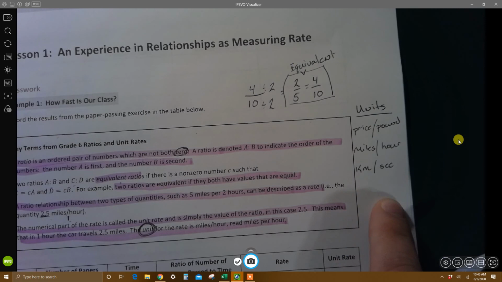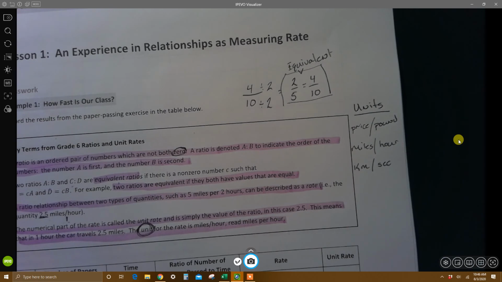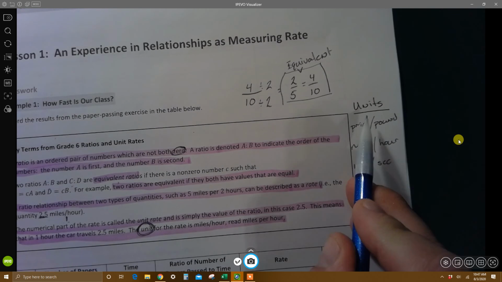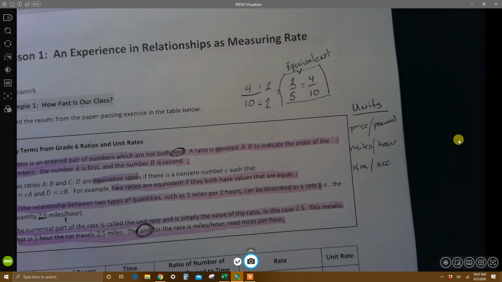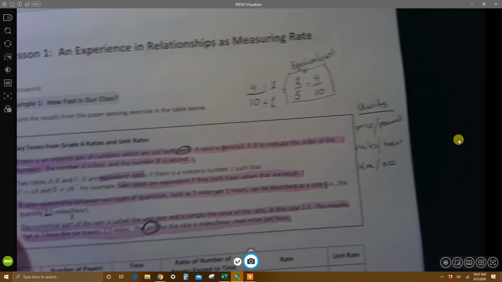You could just sit there and say 3.8 to 1. But 3.8 what to 1 what? You've got to have a rate. You've got to have units in order for us to be able to understand what we are working with. Without units, then we are completely and totally lost.